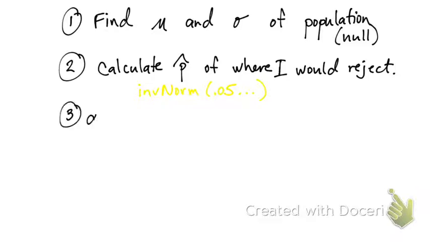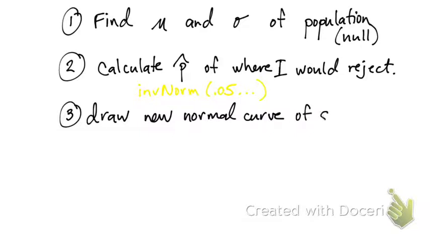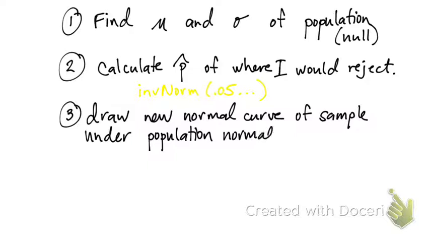Third step is draw a new normal curve of the sample under the population normal curve.